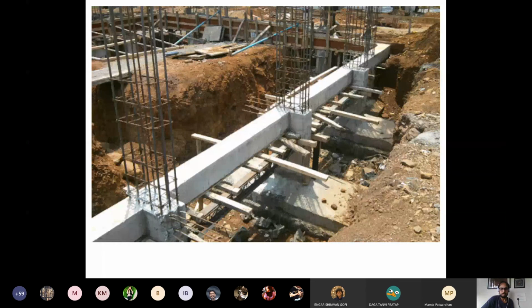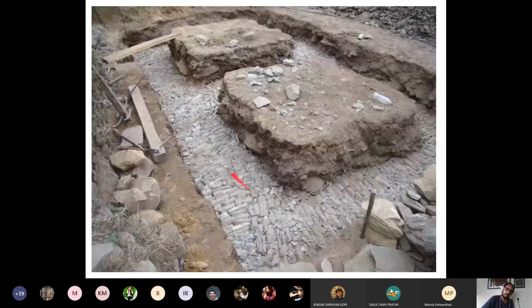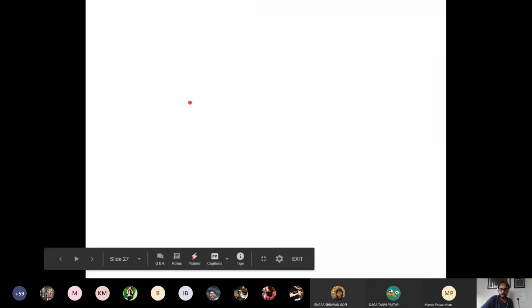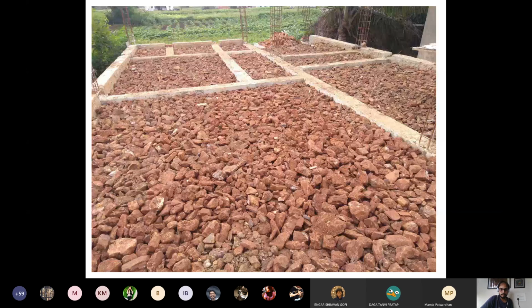This is what your soling looks like. I'll show you a better photograph. I think I have it. This is also how it can appear. It is very important, what Mamta is saying, that it is driven inside. The pointed edge has to be below, so that when you drive it inside, it forces the compaction.